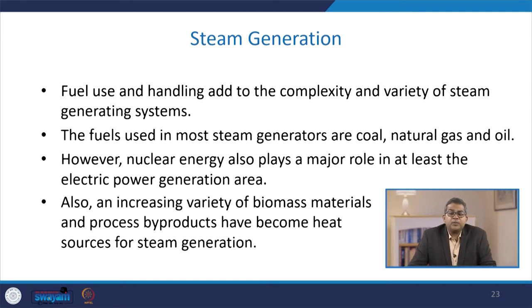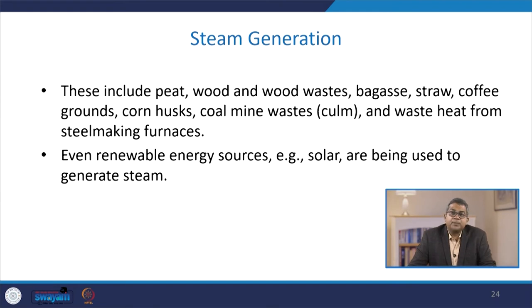Also, an increasing variety of biomass materials and process byproducts have become the heat source for steam generation. These include peat, wood and wood waste, bagasse, straw, coffee grounds, corn husk, coal mine waste, and waste heat from steel making furnaces. Even renewable energy sources like solar are being used to generate steam. Sometimes incineration of hospital waste is also used for steam generation, because it offers an excessive amount of heat liberation that can be utilized for the generation of steam through the boiler.